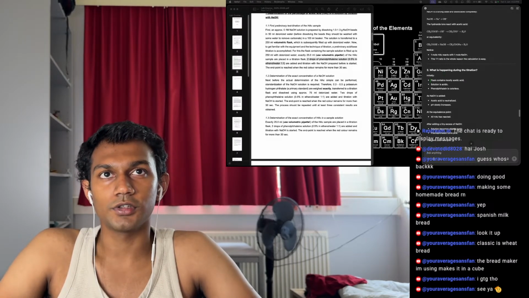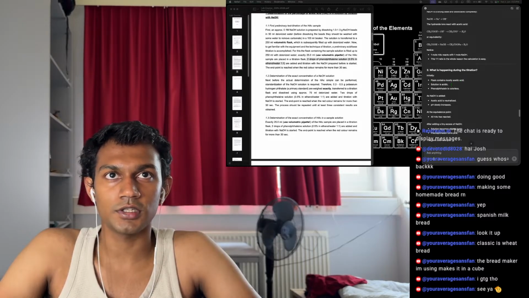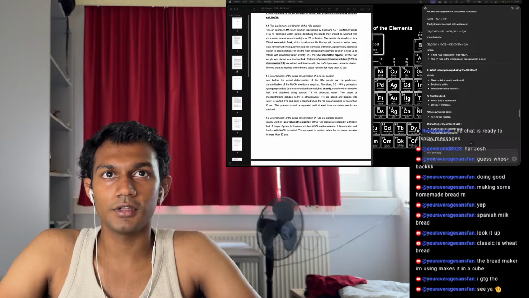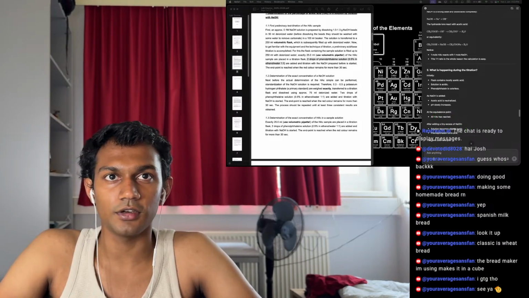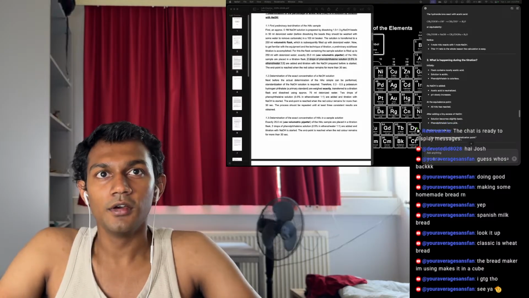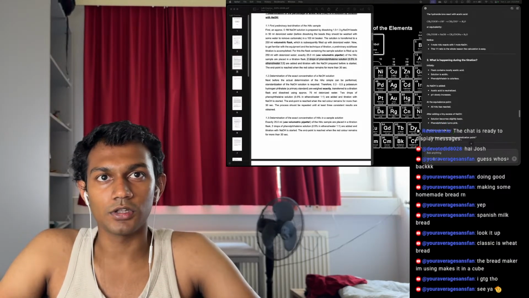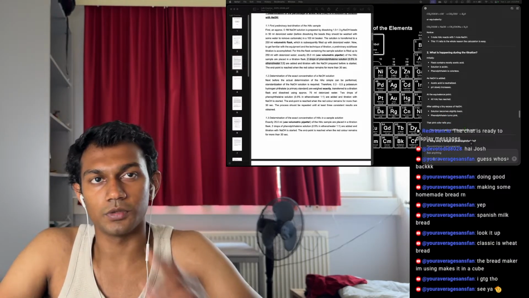What's happening during the titration? Flask contains mostly acetic acid. Solution is acidic. Phenolphthalein is colorless. As NaOH is added, acetic acid is neutralized. pH slowly increases. At equivalence point, all HAC has reacted. By adding a tiny excess of NaOH, solution becomes slightly basic. Phenolphthalein turns pink. That pink color tells you have passed the neutralization point.